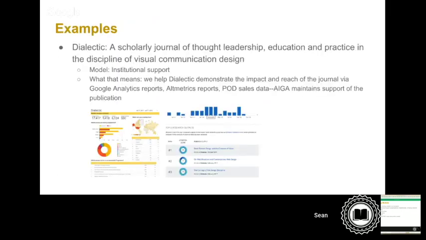So a few examples. Dialectic is a new open access journal. They started about 2 years ago, and they are published or supported by AIGA, which is a national organization. So they completely use institutional support to fund the journal. And what that means is that we help Dialectic demonstrate the impact of their scholarship via Google Analytics reports, Altmetric reports, and print-on-demand sales data, and AIGA maintains the support of the publication.